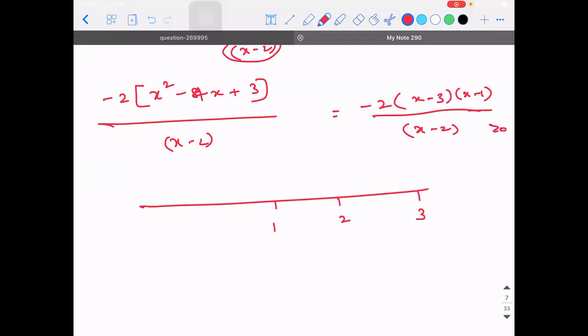We'll use the wavy curve method. For less than 1, what is going to happen? Negative, negative, negative. So 3 negatives in the numerator, 1 negative in the denominator. It will be a positive value. So between 1 to 2, take a value and substitute and see. 1.5. 1.5 means what will you get? Negative, positive, negative. So positive by negative, there is obviously going to be a negative. 2 to 3. Any value between 2 to 3.